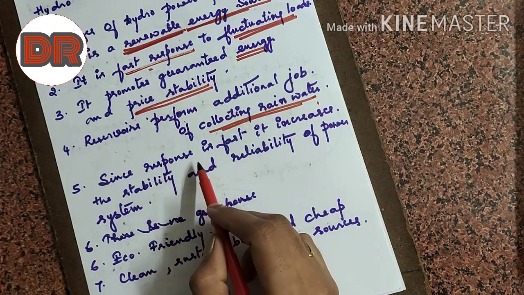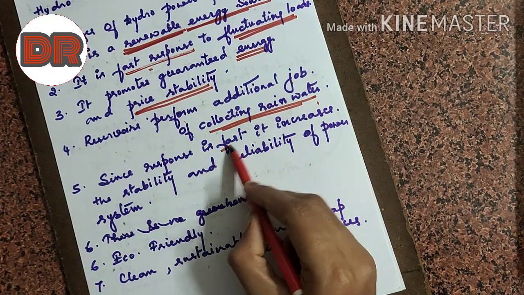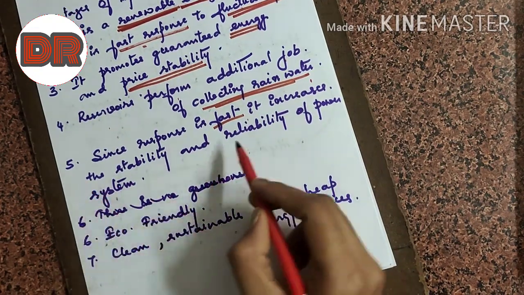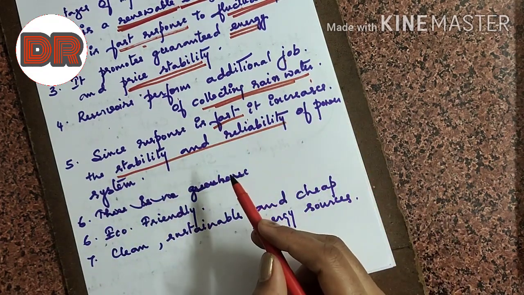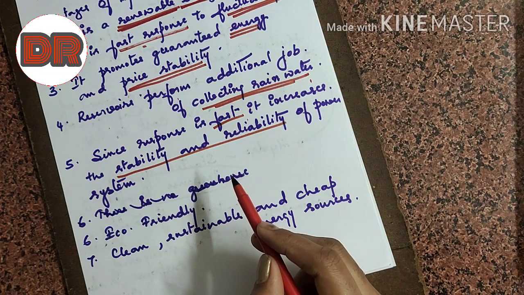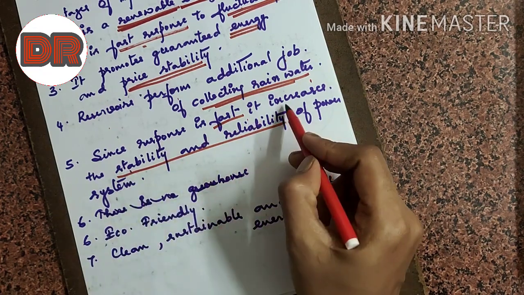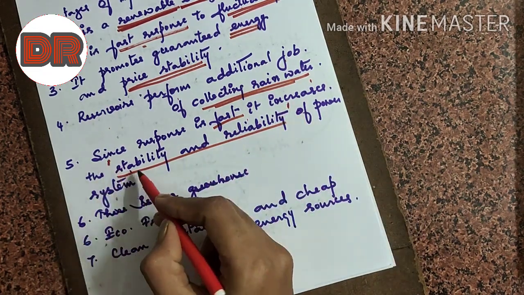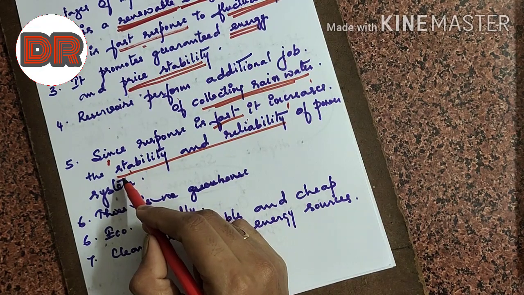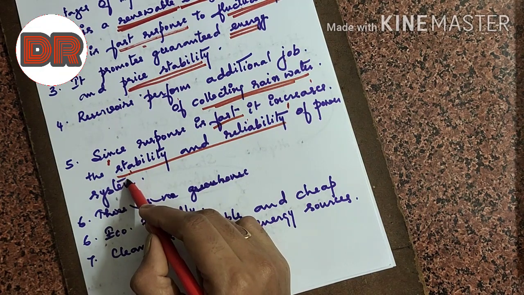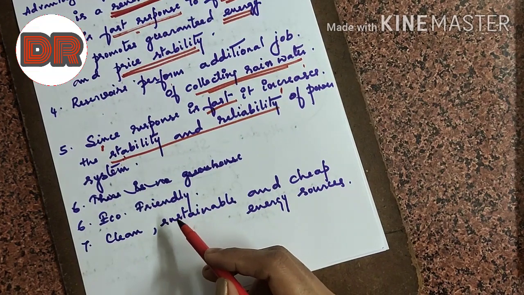And since the response is fast, it increases the stability and reliability of the power system. A very important parameter with respect to a power system is stability and reliability. The hydropower plants' response is very fast, so they can easily increase the stability and reliability of the power system.